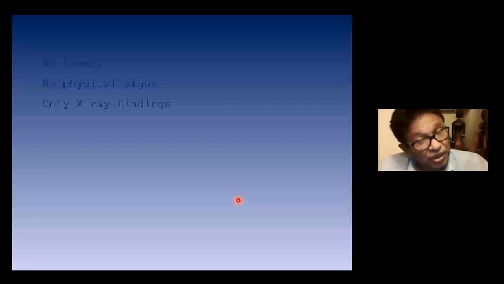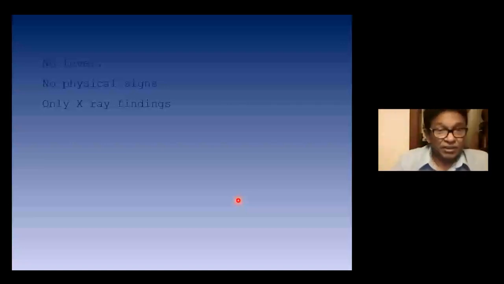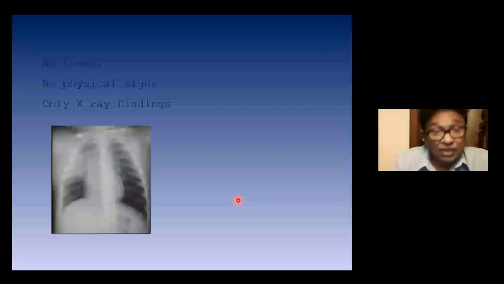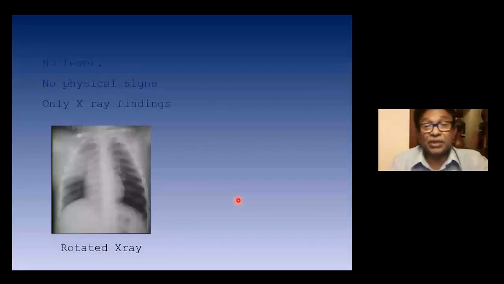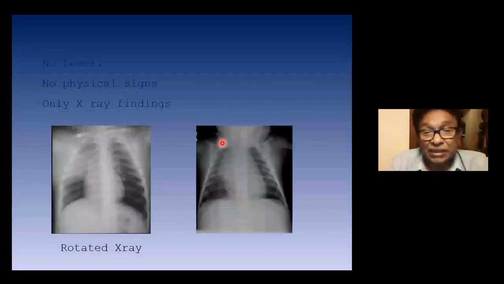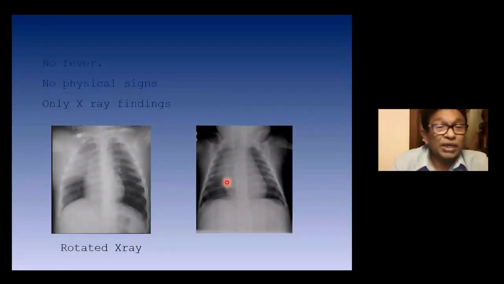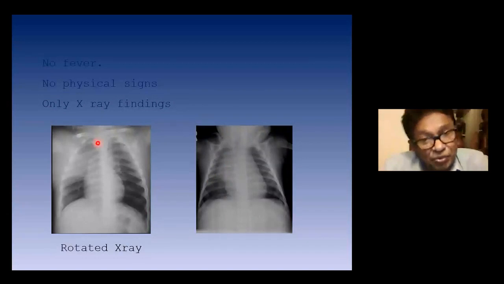Now, see carefully, this child never had fever. There were no physical signs when you examined, and he had only an X-ray finding. Should that child need antibiotics, just because the child has a runny nose and a cough and probably a mild infection? Now, this is the original X-ray, which is rotated. You can see it's clearly rotated, and when you correct the rotation, you can see this is just a little bit of thymus. So here you are treating the thymus, not the apical pneumonia.